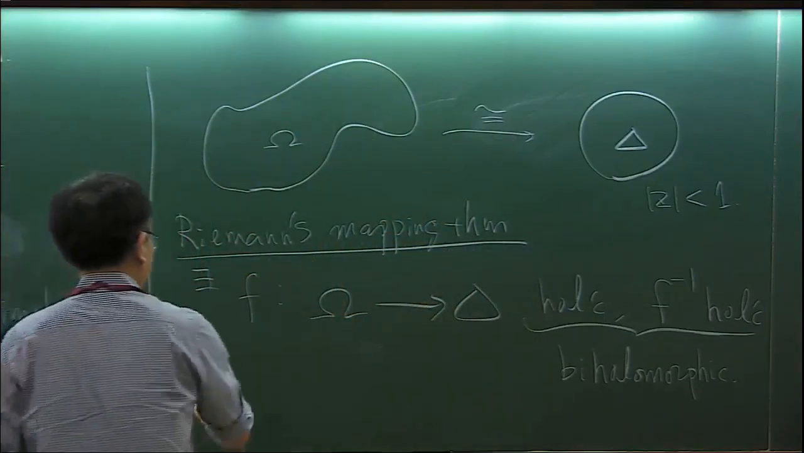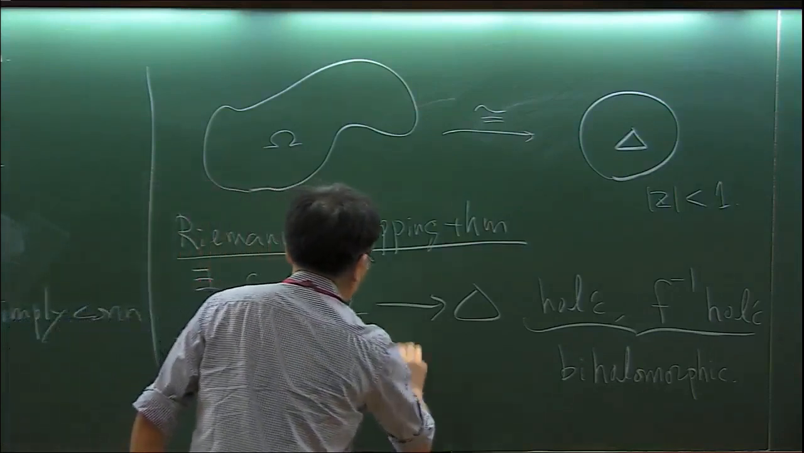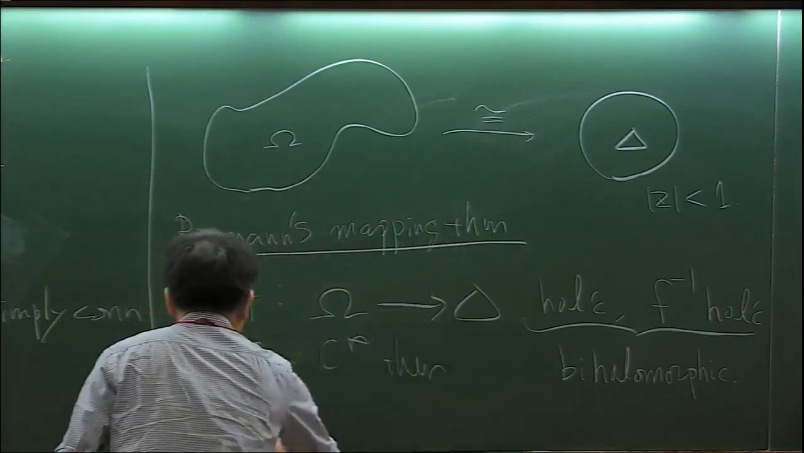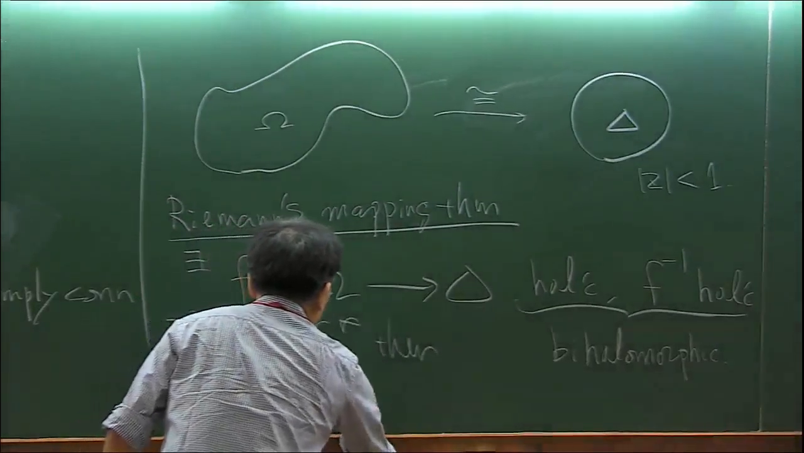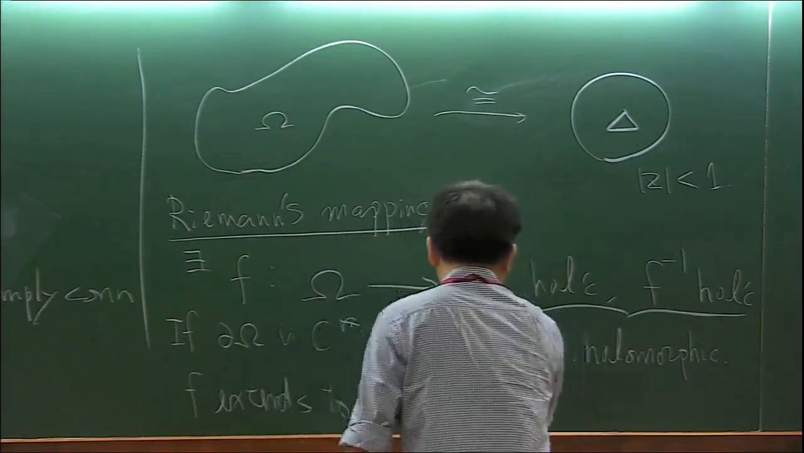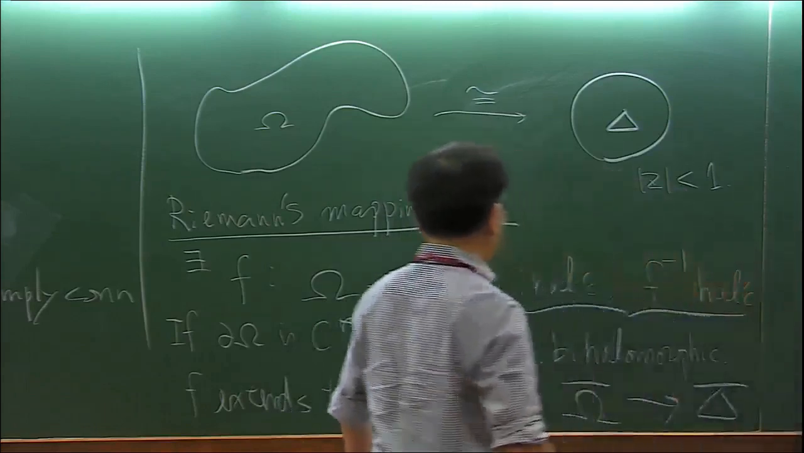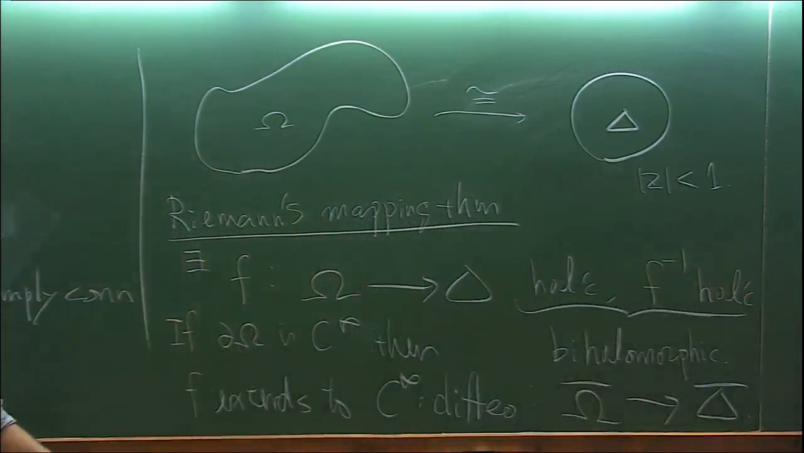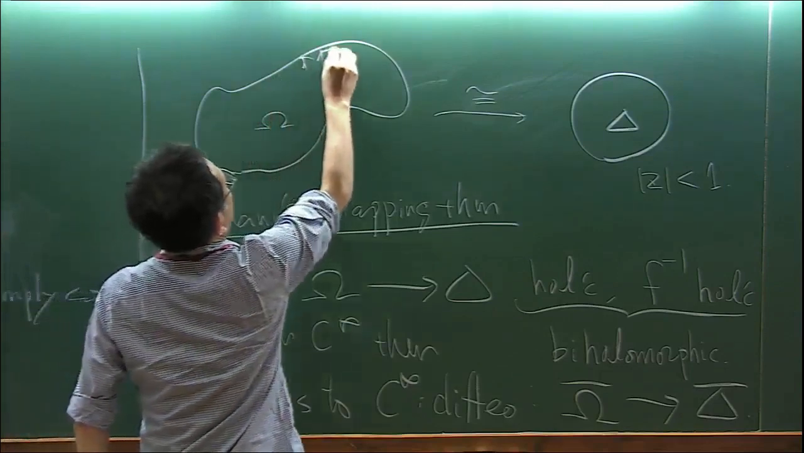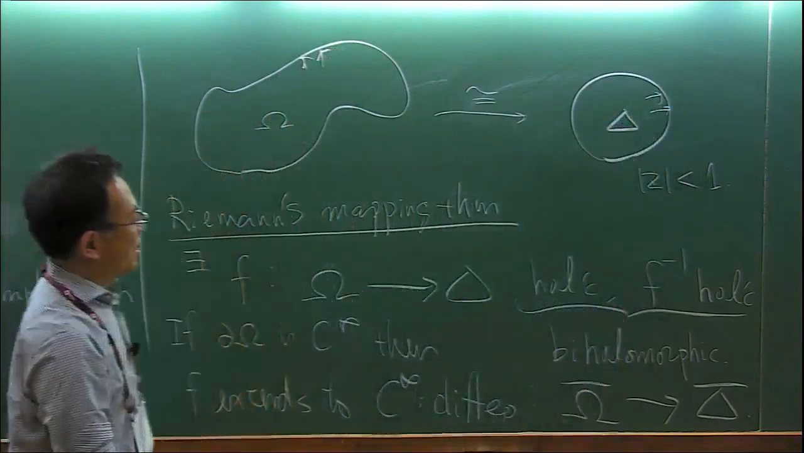And moreover, if the boundary is smooth, then F extends to a C infinity diffeomorphism from omega closure to the disk closure. So the correspondence of boundaries is also very nice. The boundary behavior is very smooth if the boundary itself is smooth.